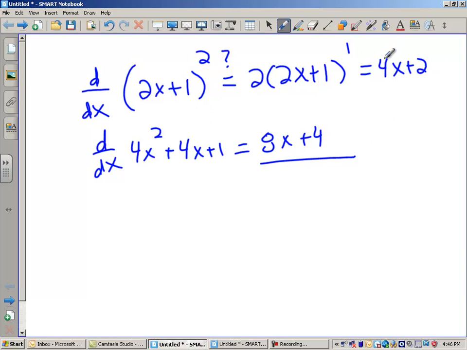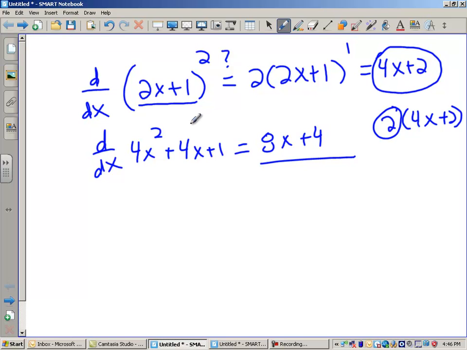Now, how far off was our original guess? Well, if we take our original guess and multiply it by 2, we get the correct answer. And 2, this missing factor, happens to be the derivative of the inside function.